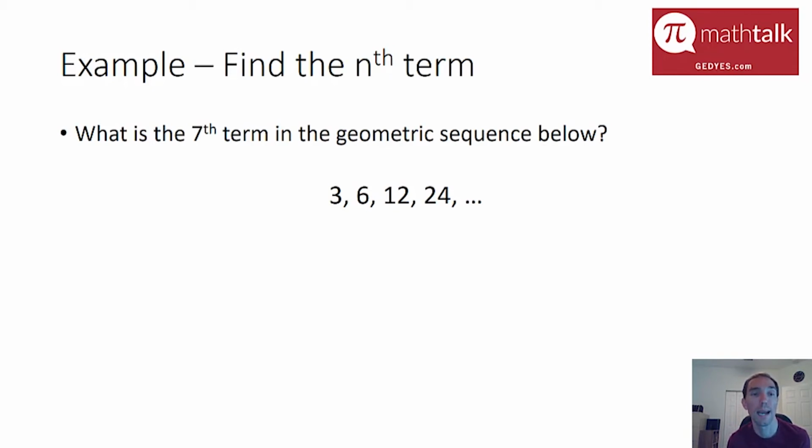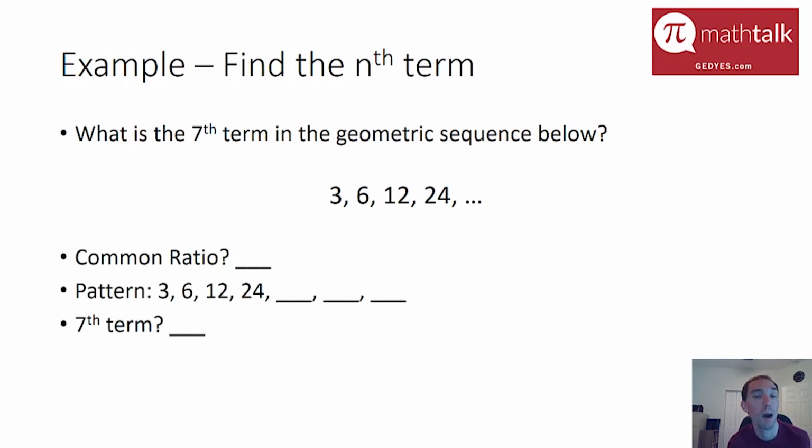We have this example that asks us to find the 7th term in this geometric sequence. So as I look at this sequence, I see that it starts at 3, goes to 6, 12, 24, etc. So it's climbing or rising in value, which means as I look at my common ratio, it's going to be a positive number. And it turns out the number I have to multiply every time is 2. So I'm going to keep this common ratio in mind as I continue my pattern from 24 on.